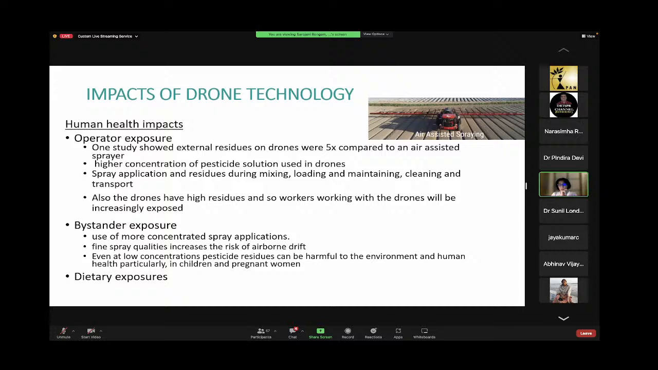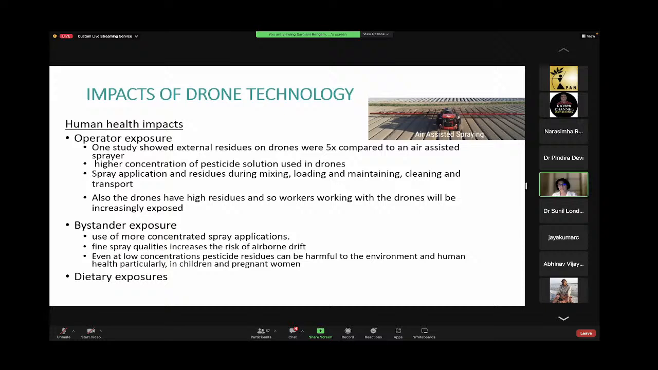But what is also a major problem is that we know pesticides can be harmful even at low concentrations. So even exposure at very low concentrations can be harmful to the environment and human health, particularly in children and pregnant women, because that's the time when the fetus is growing and needs to be very much protected. So children and pregnant women are really at risk.